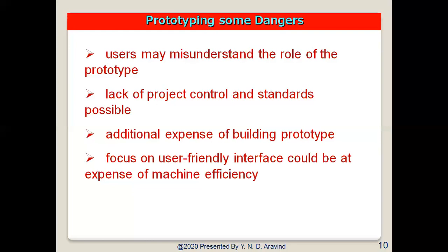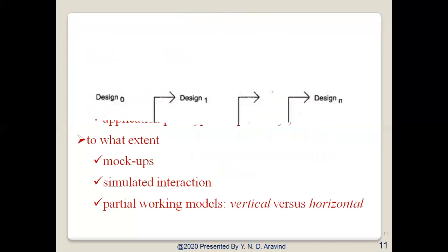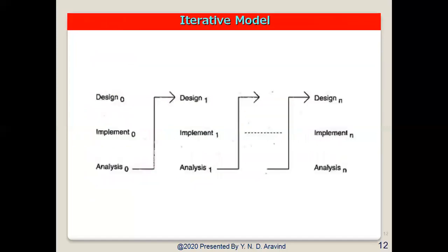Then coming to the iterative model. Here, in an iterative life cycle model, what happens is that it does not attempt to start with a full specification of the requirements.